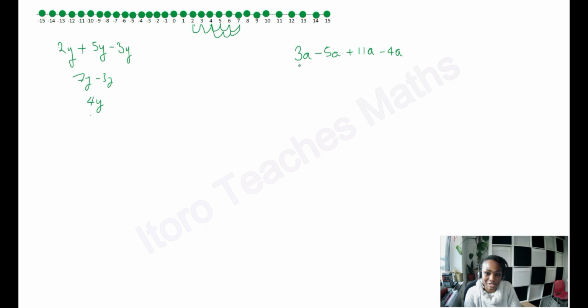So the other example we're going to do today, this one has 4 terms. So remember when we talked about the number of terms, so this is one term, 3a is one term, minus 5a is another term, and then plus 11a is the third term, and then minus 4a is the fourth term. Again, these are all like terms. And why do I say they're like terms? Because they all have a in them. So 3a, 5a, 11a, minus 4a. So all a's, which means we can squish this down to one term.